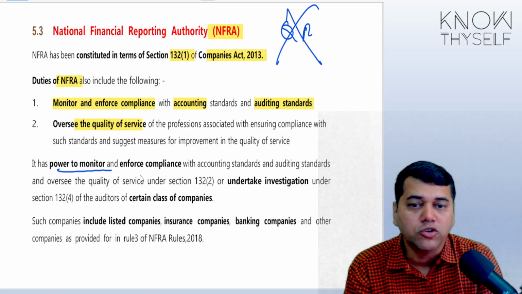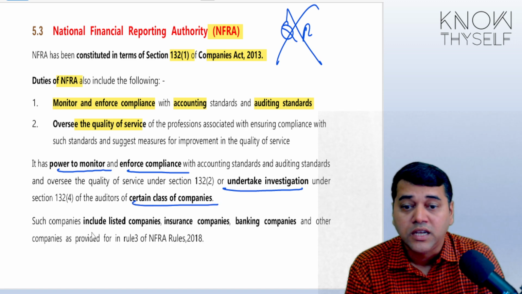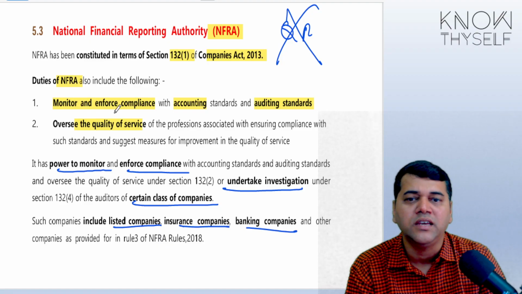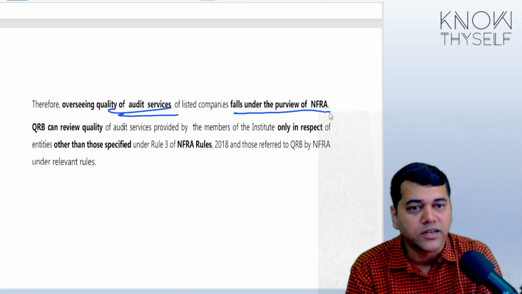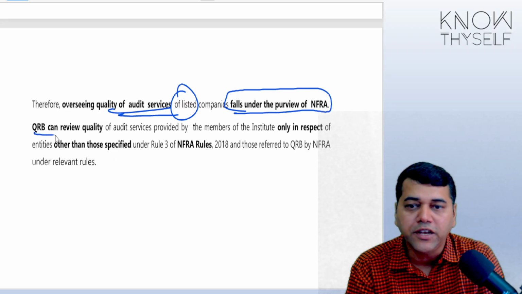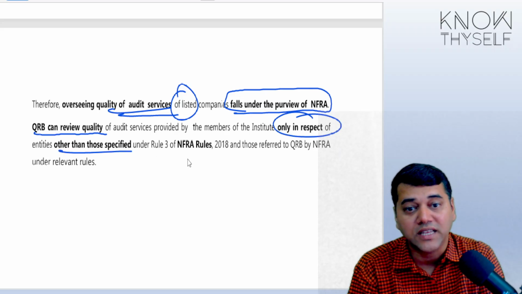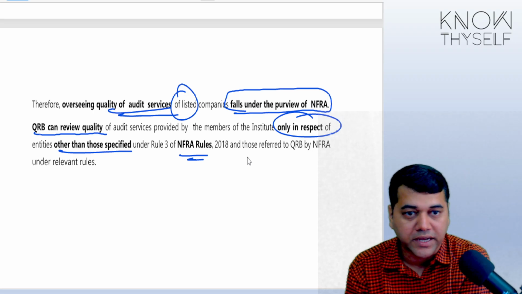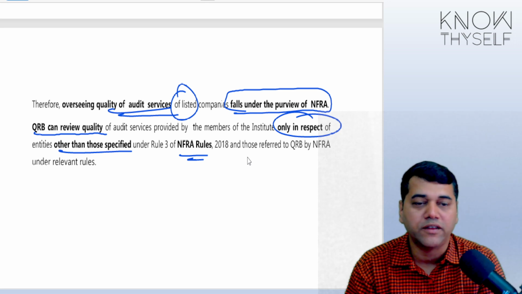So NFRA has the power to monitor, enforce compliance, and undertake investigation of certain classes of companies. It shall include listed companies, insurance companies, banking companies. So whichever they find risky, they can verify the audit. Therefore, overseeing the quality of audit service of listed companies falls under the purview of NFRA. Listed entities all fall under NFRA review. The Quality Review Board can review quality only in respect of those other than specified by the NFRA rules. That means if somebody like LIC falls under the NFRA bucket, then quality review will not touch them. Quality review will see somebody else other than what NFRA has seen.